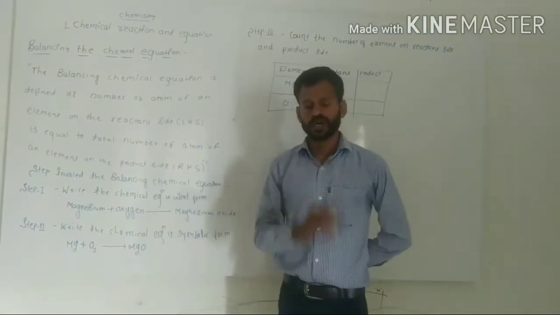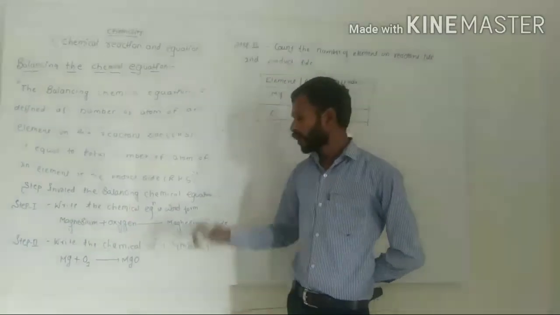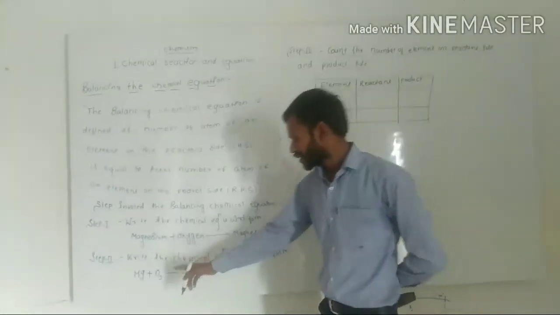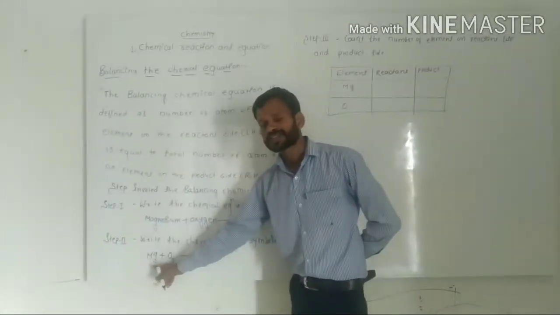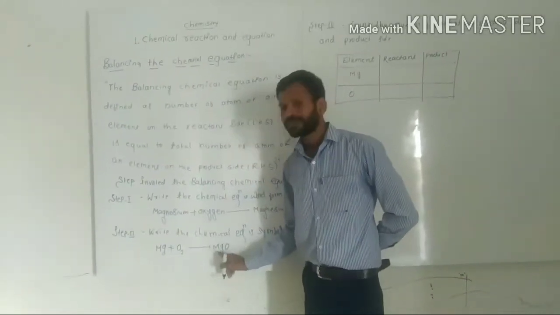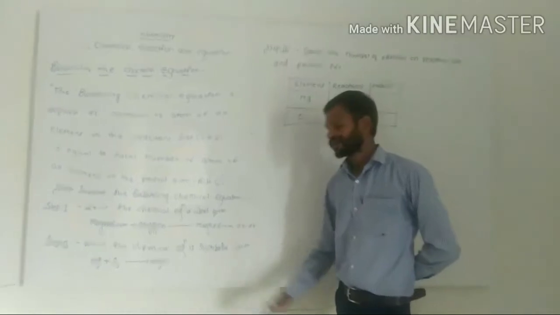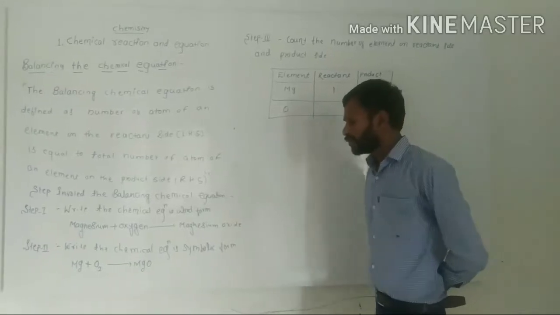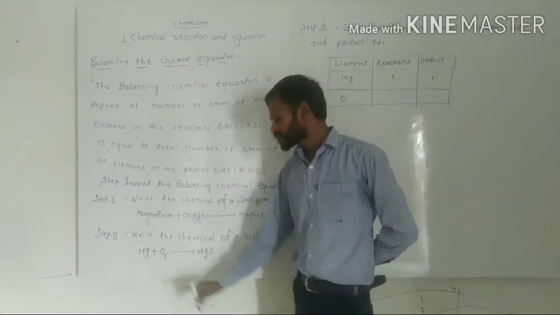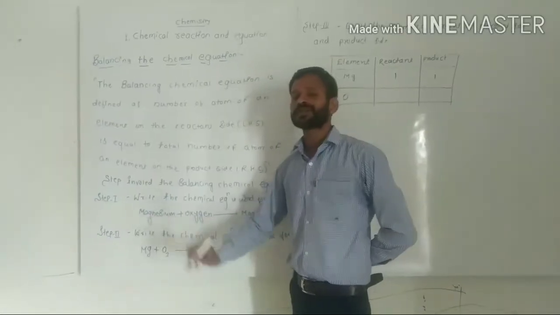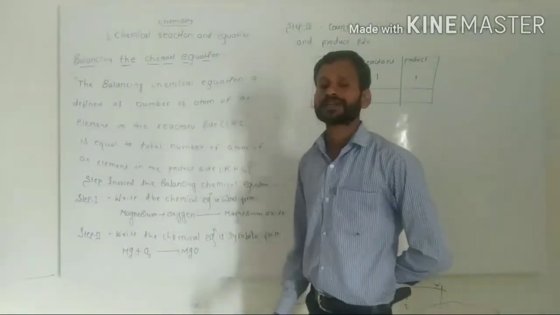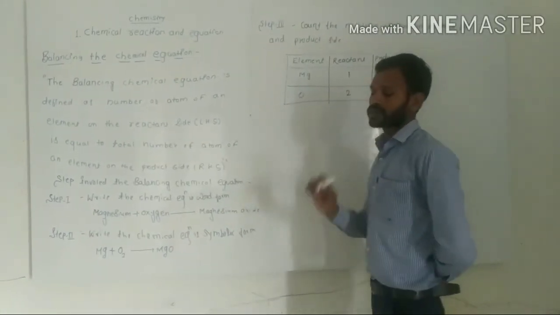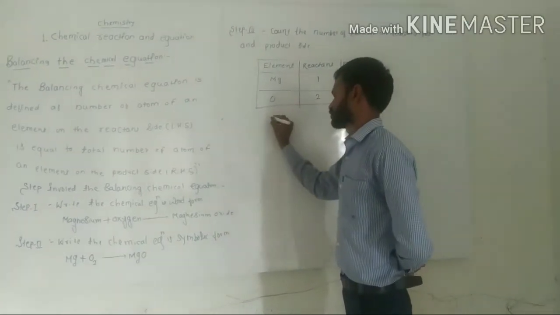So now check how many atoms of each element are present on the reactant side. When you observe, only one magnesium atom is present on the reactant side, and only one atom on the product side, meaning one reactant, one product. But in case of oxygen, on the reactant side two oxygen atoms are there, and on the product side only one oxygen atom is there. So this is two and this is one. So this is an unbalanced equation.